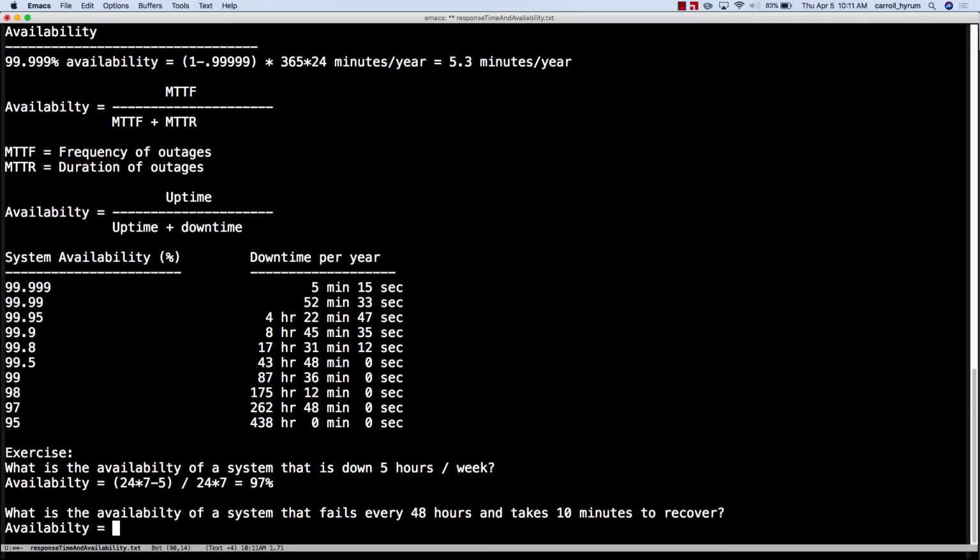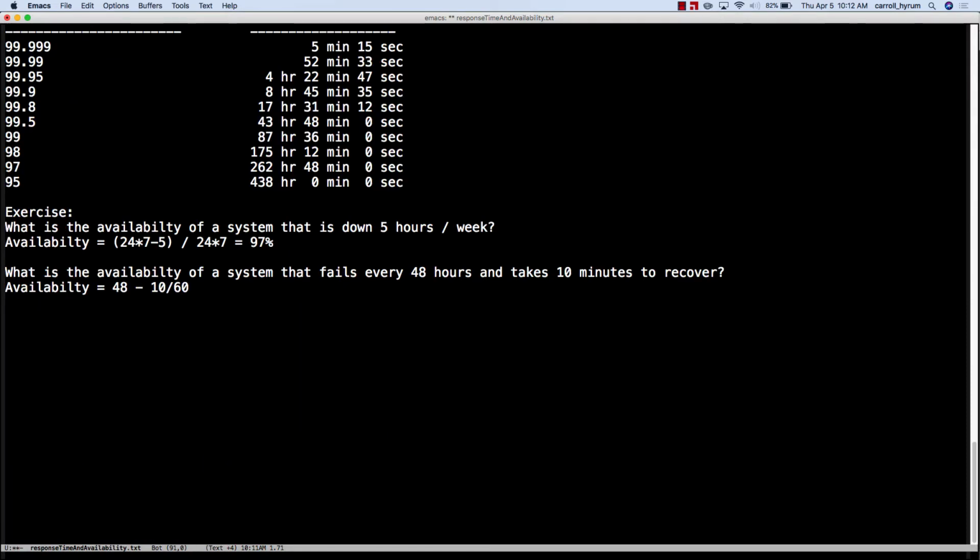99.65. Well, how do we get there? Because if I ask on a quiz, I don't want you to just memorize this. I want you to be able to calculate it for a quiz or for life. So what was the math you used? What was the formula you used? 48 minus 0.167, minus 10 divided by 60. Yeah, that's it. That's right. Because this is hours, and this is hours. And then what did you do? Divided by 48.